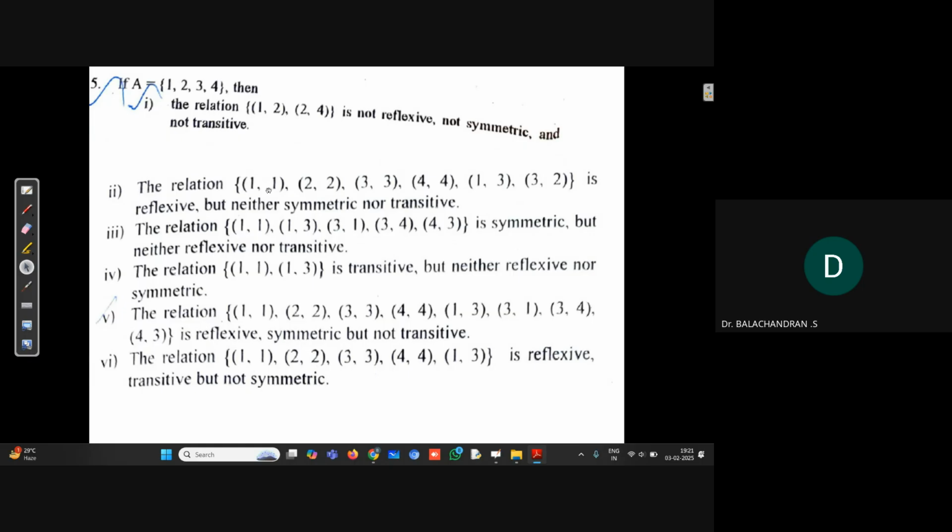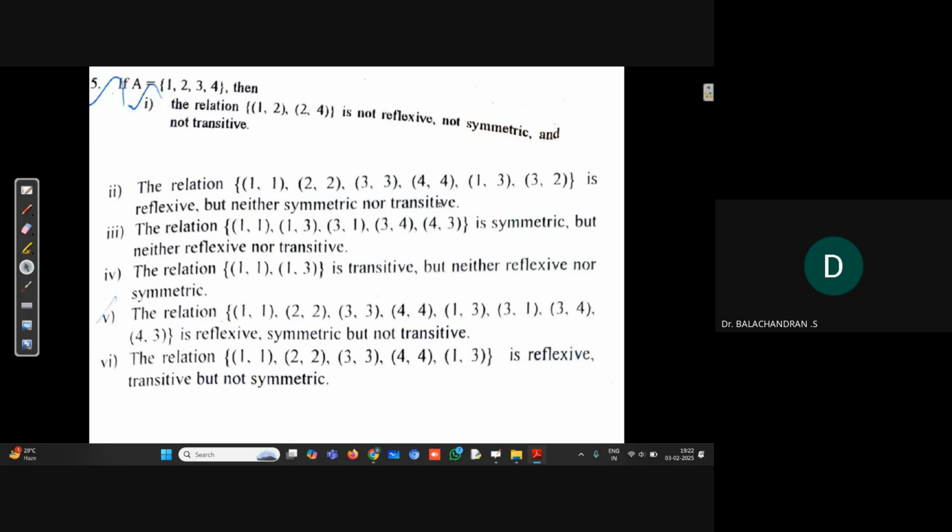Next one, this relation is reflexive. Okay, (1,1), (2,2), (3,3), (4,4) are here, so that's why it is reflexive, but it's not symmetric. (1,3) is here, (3,1) is not here. Similarly, (3,2) is here, (2,3) is also not here. So for at least one element, (a,b) is there, but (b,a) is not there, which implies it is not symmetric.